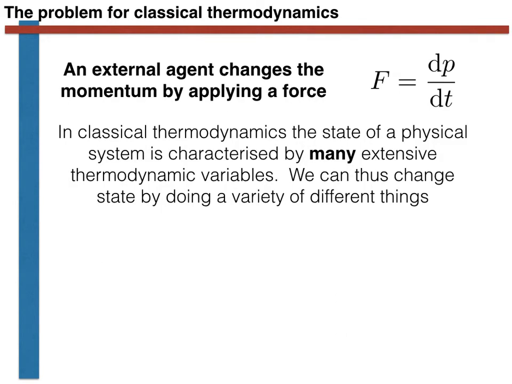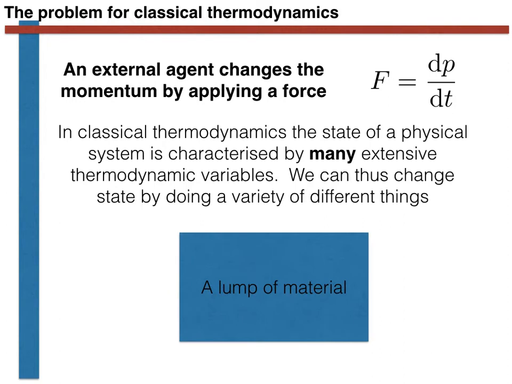The problem for classical thermodynamics is that the state of the system is characterized by many extensive variables. We can thus change the state by doing a variety of different things. For example, we can change the state of this system here by pulling on it and thereby changing its volume, or by lighting a fire underneath it and thereby changing its temperature. We thus need a way of quantifying the degree to which each of these external perturbations will change the state of the system. We can no longer simply state that the system changes when a force is applied to it.